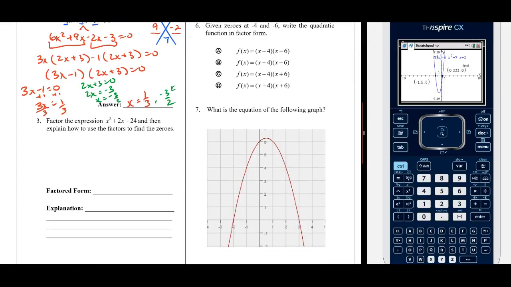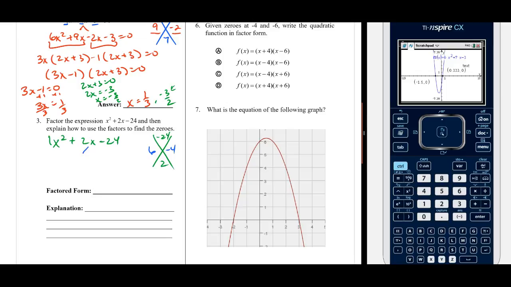Number 3, factor the expression and then explain how to use the factors to find the zeros. So if I want to factor this, x squared plus 2x minus 24, make the big X again, negative 24 at the top, 2 at the bottom, because it's 1 times negative 24 for the top and just positive 2 for the bottom. Multiply to negative 24, add to positive 2. That's going to be 6 and negative 4.